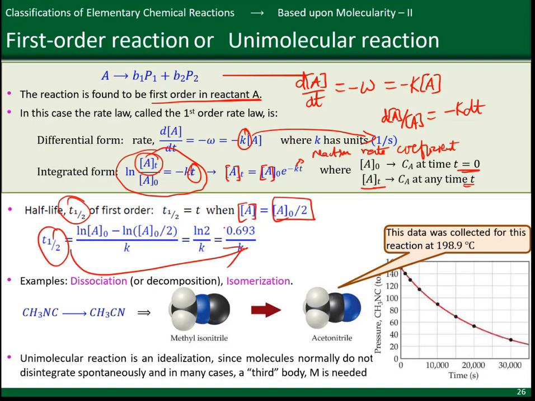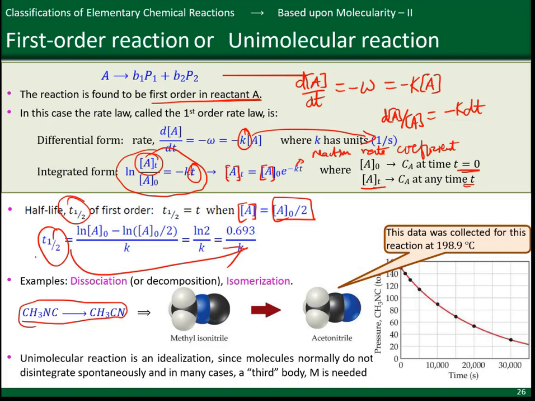There are many reactions which fall into this category of unimolecular or first order reaction. You could think of decomposition or dissociation or isomerization. I've given an example of isomerization, which is simply rearrangement of molecules, where you start with one molecule and you end up with one molecule. So this is a good example of a unimolecular or first order reaction.